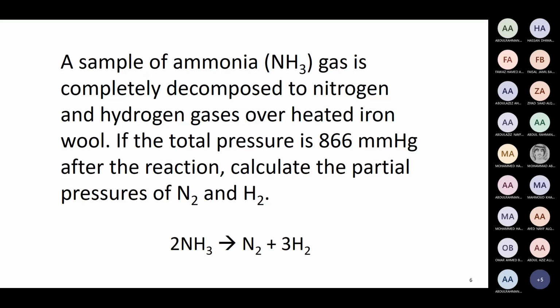A sample of ammonia gas is completely decomposed to nitrogen and hydrogen gases over heated iron wall. If the total pressure is 866 millimeters Hg after the reaction, calculate the partial pressure of each gas. In here, you have to write first the equation. By the way, if it's in the exam, I'm not going to give you this equation. You have to write it yourself and then balance it. Is it balanced now? Yes. It is balanced. Okay. And now the total pressure is 866. What's the pressure of nitrogen? What's the pressure of hydrogen?